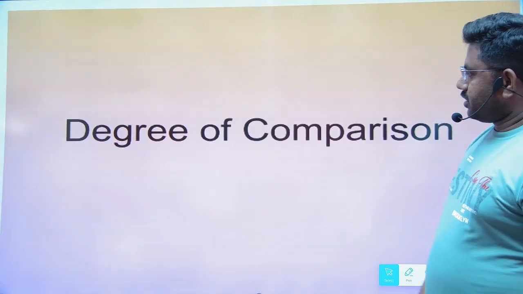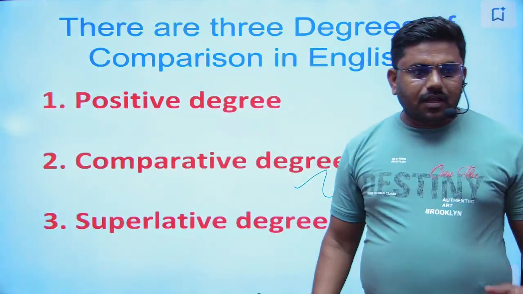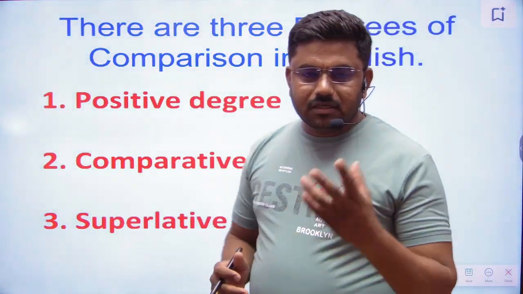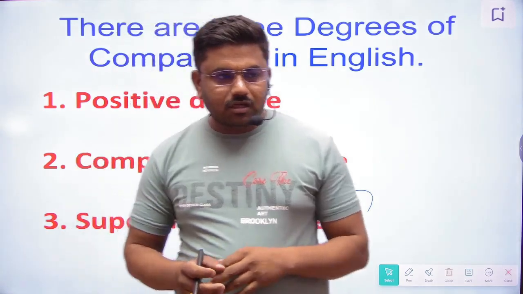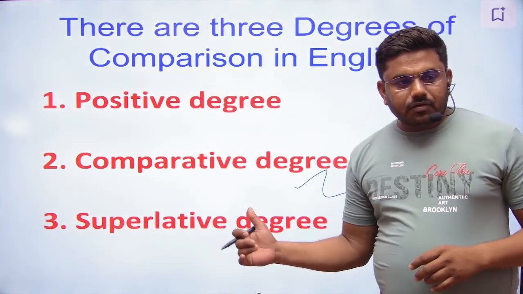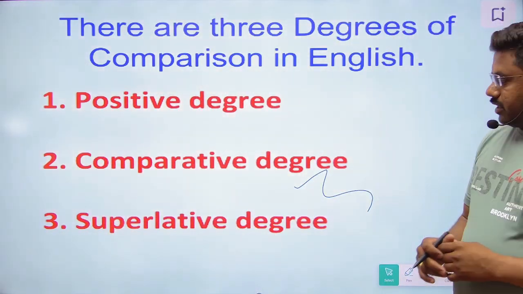Now see degrees of comparison. There are three types of degrees. How many types of degrees? There are three types of degrees in English: positive degree, comparative degree, and superlative degree.